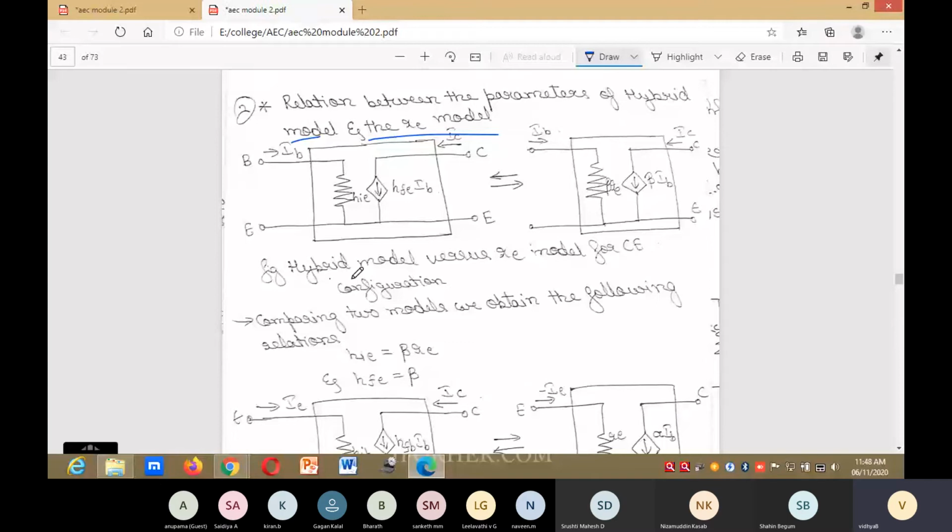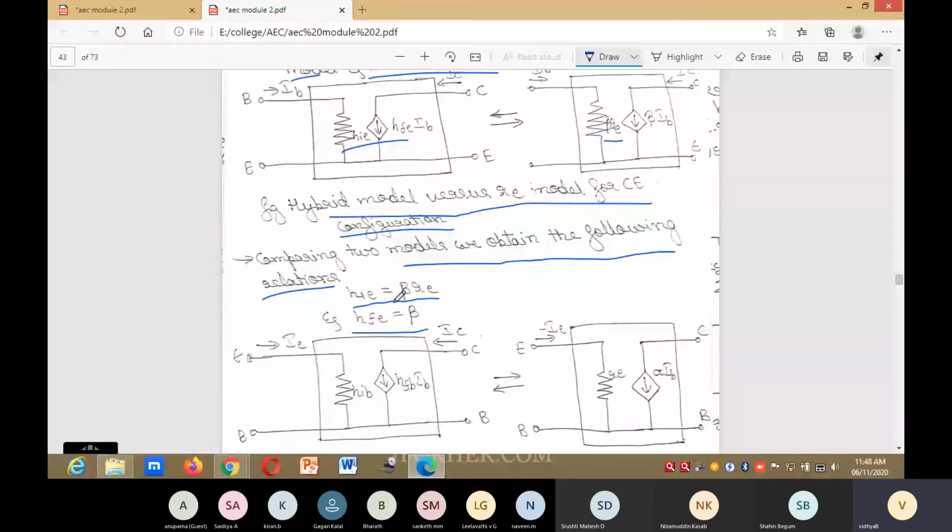Okay, comparing the two models, we obtain the following relations. When you compare these two, what you can observe: HIE is equal to beta RE. HFE is equal to what? HFE is equal to beta. When you compare the IE model and hybrid model, this is what you will get: HIE is equal to beta IE, HFE is equal to beta. Okay. Hybrid model versus IE model for CB configuration.